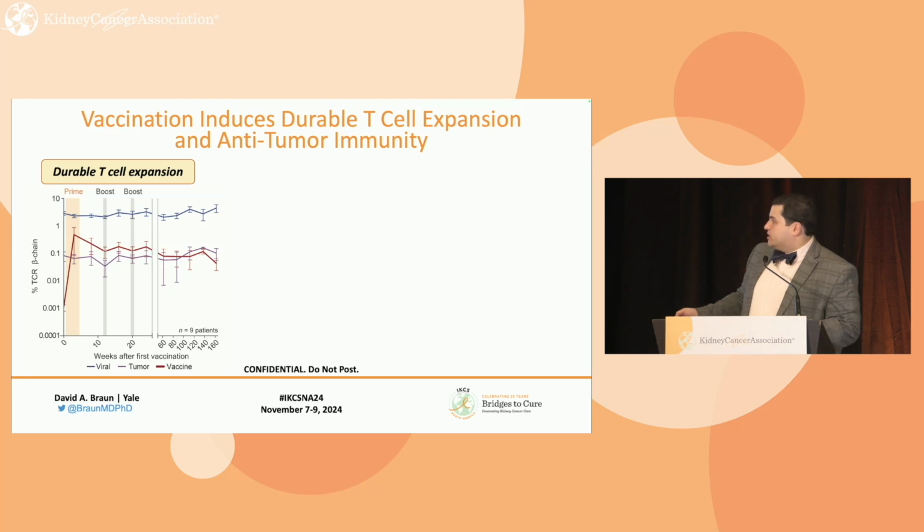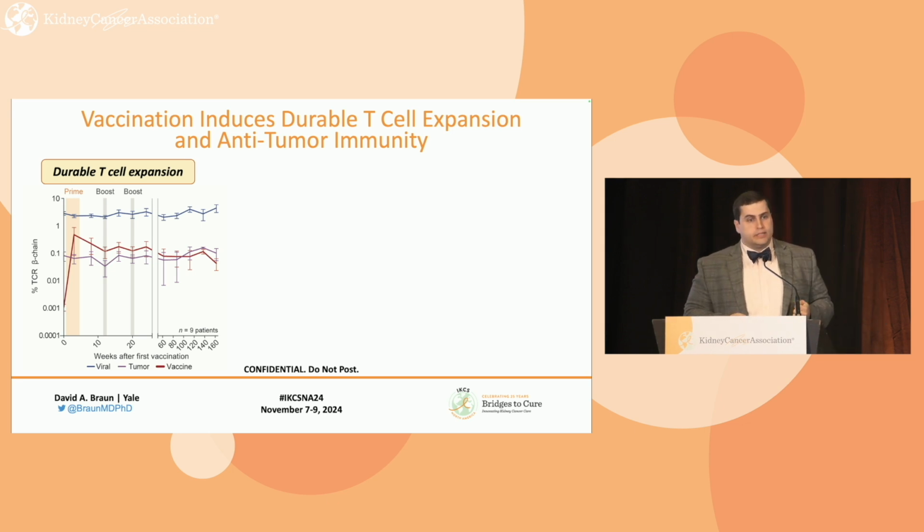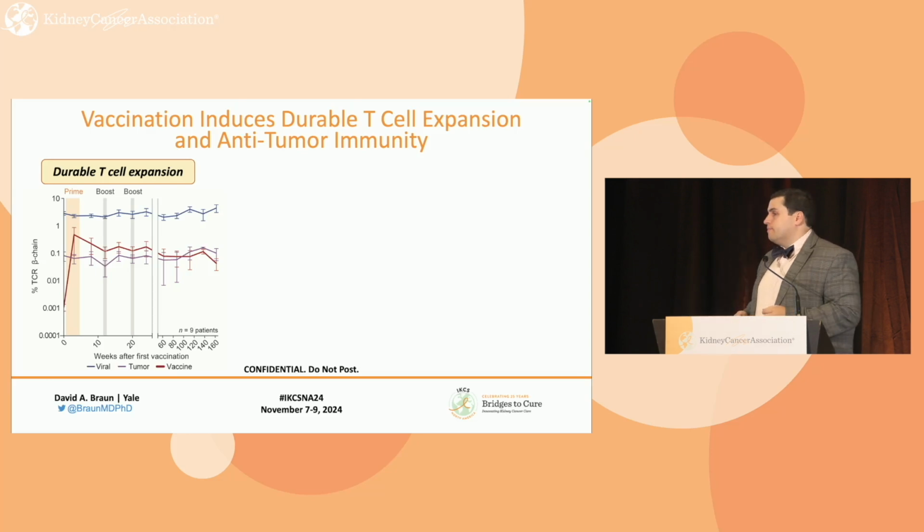The last vaccine is at 20 weeks. And if we go out to 2 to 3 years later, we still see many of those clonotypes persisting. Again, arguing that this is inducing durable T-cell immunity.